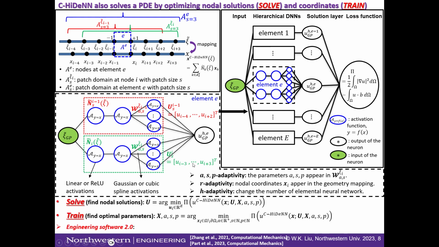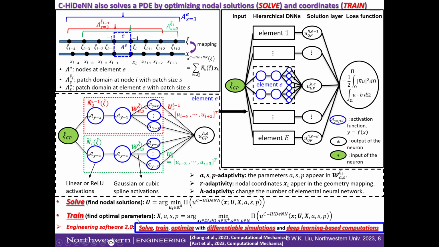So in this structure, we can do the same thing. If we want to solve only for nodal variables, it's going to be solving. But if we want to also update the nodal coordinates and other parameters A, S, P, they are shape parameters of our C-HiDeNN interpolation. They are trained. So this is the key idea of engineering software 2.0.